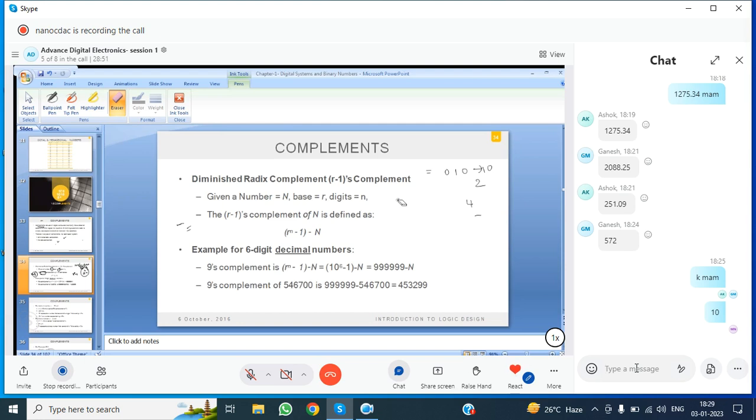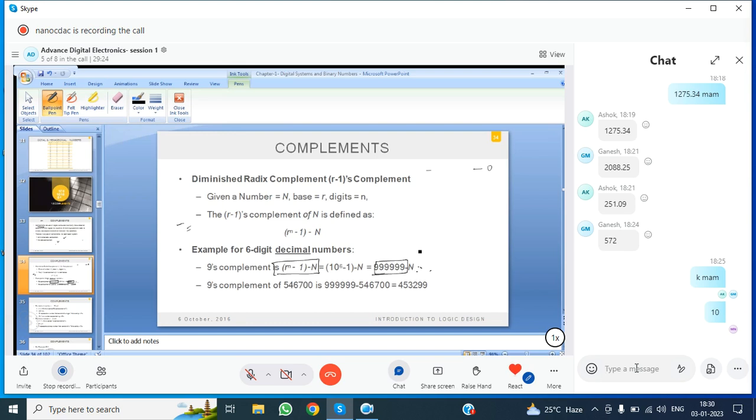Here is an example for 6-digit decimal numbers. The 9's complement can be given as r power n minus 1 minus capital N. You know r is the radix, n is the number of digits, and capital N is the number itself. So 10 power 6 minus 1 minus N. 10 power 6 minus 1 is nothing but 999999, minus N.